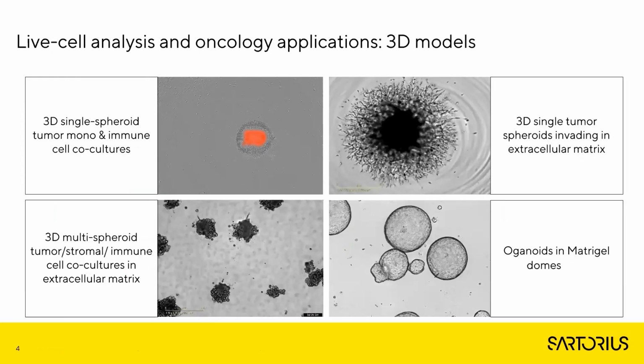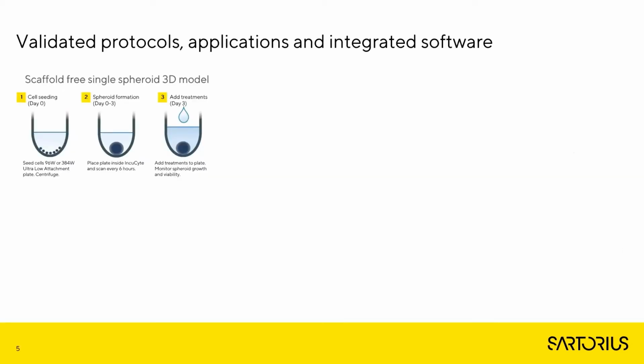Here is a flavour of the 3D models and related oncology applications that will be described within this webinar, including single spheroids, multispheroids, both in monoculture or co-culture, in the presence or absence of an extracellular matrix, and the culturing of organoids embedded in Matrigel domes. I just want to spend a few minutes describing those 3D models that will be referred to in this webinar. These include scaffold-free and scaffold-based models.